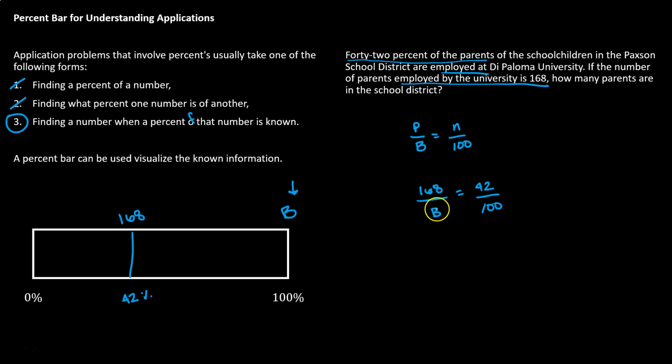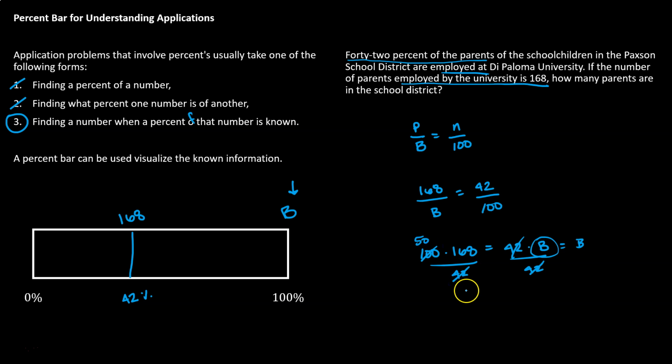Now in this case, to solve, we are going to cross multiply because our unknown is in the denominator. So that would look like 100 times 168 equals 42 times that unknown base b. I want b by itself, so I need to divide both sides by 42. That way b is alone on the right-hand side. Now before I multiply the terms on my left side, I notice that I've got some numbers here that can be reduced. For example, 42 and 100 are even, so I can cut those in half.